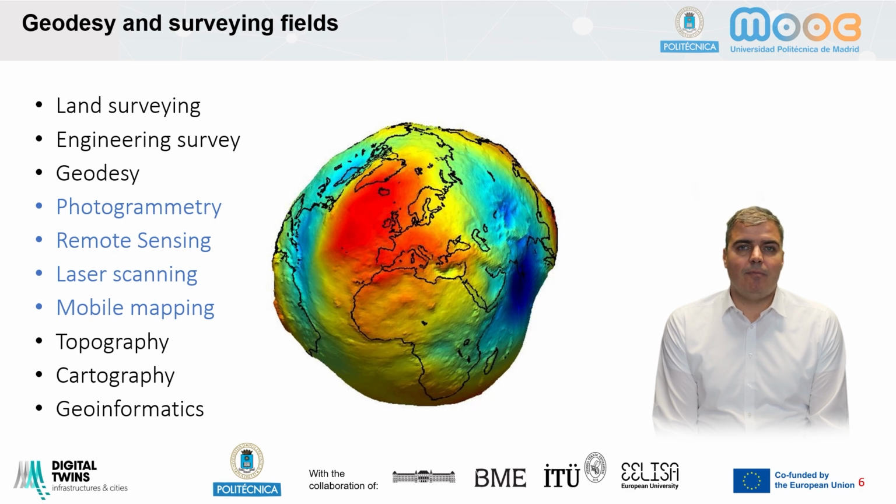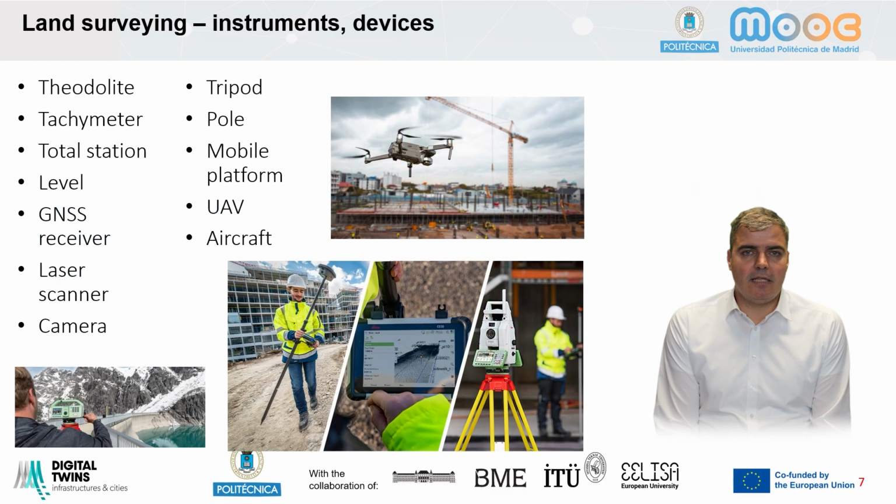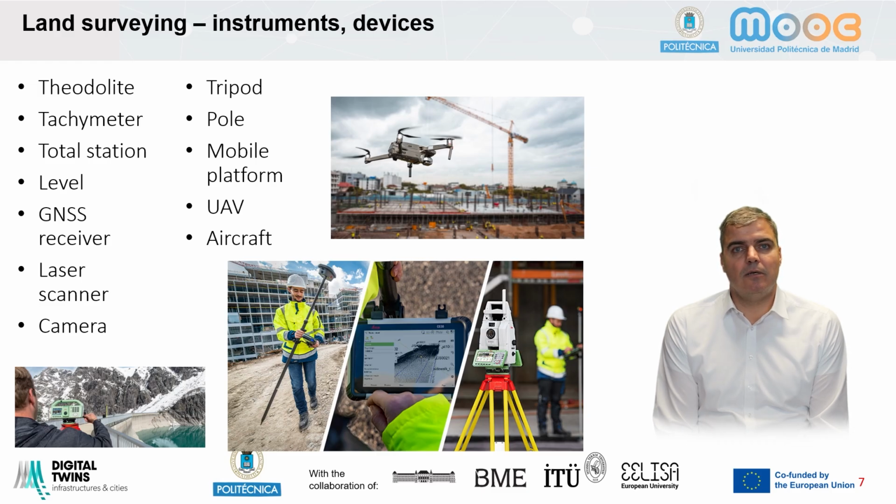So these are photogrammetry, remote sensing, laser scanning, and mobile mapping. So if we start from land surveying, all the civil engineers and architects learn something about land surveying. At the beginning, we used only theodolites. So we measured vertical and horizontal angles, and that's what we used for spatial data acquisition. In tachymetry, we started to measure the distances. So we started to collect polar coordinates.